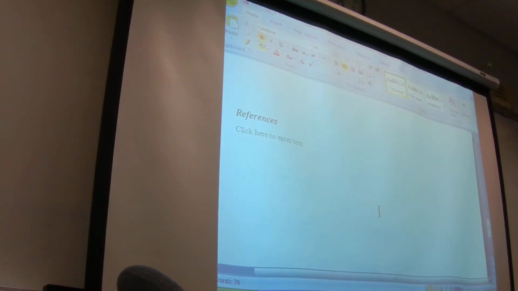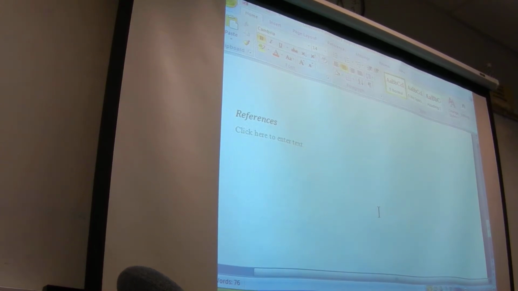Okay, so again, the template's online. I prefer you just use the template. It makes it easy for me to grade if everybody's using the same template format. Okay, any questions?